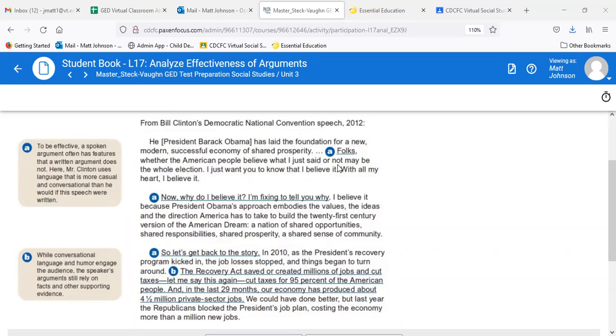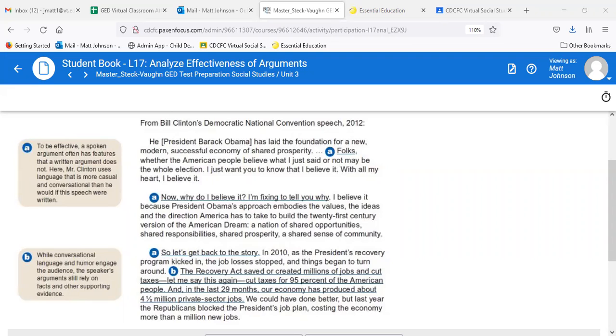And then it says on the second box, while conversational language and humor engage the audience, the speaker's arguments still rely on facts and other supporting evidence. So he does have evidence here, right? He talks about the Recovery Act from 2010 and statistics: it cut taxes, it created jobs, and so forth and so on. So he is providing proof of why he believes that President Obama is fixing the economy. That's largely the argument he's making here, right?